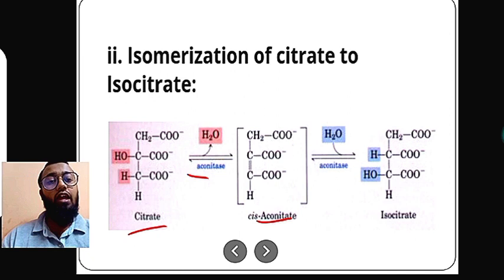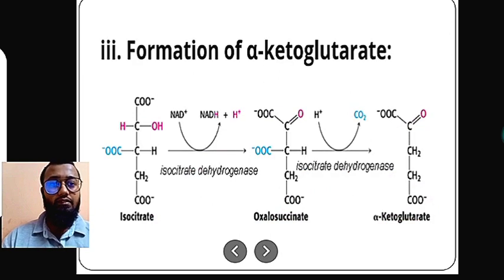And again the aconitase enzyme reacts, and the isomerization of citrate to isocitrate is done in the second reaction. Let's see the next reaction. Then in the next reaction, there is a formation of alpha ketoglutarate. The isocitrate reacts with the cofactors, and in the presence of the enzyme isocitrate dehydrogenase.